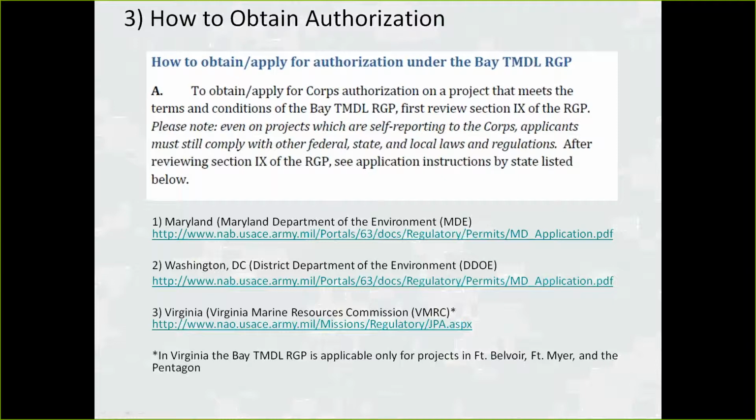So, how to obtain authorization under the Bay TMDL RGP. To obtain or apply for Corps authorization on a project that meets the terms and conditions of the Bay TMDL RGP, first review Section 9 of the RGP. Please note, even on projects which are self-reporting to the Corps, applicants must still comply with other federal, state, and local laws and regulations. After reviewing Section 9 of the Regional General Permit, see application instructions by state listed below.